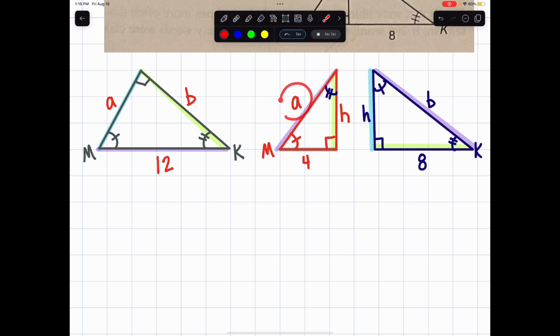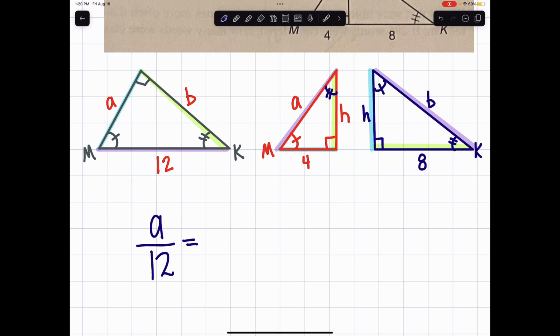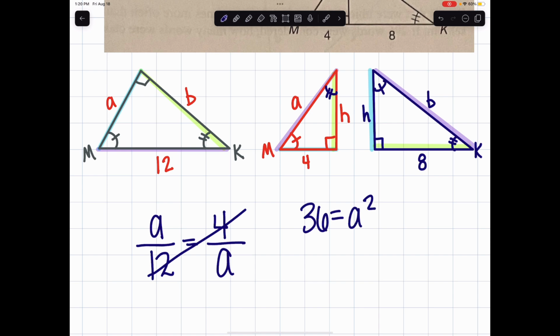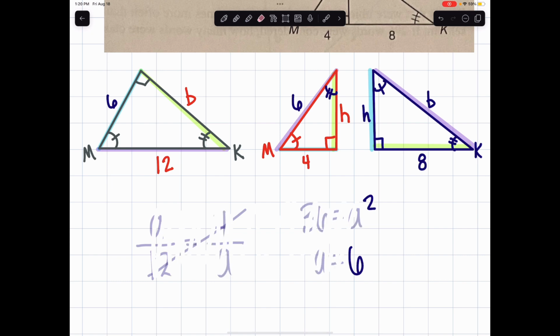Like if I choose to compare this triangle with this triangle, I'm going to say A is to 12 because those are corresponding sides. Check this out. I can do A is to 12 as 4 is to A. Those sides are both blue. Will that work? Let's try it. Then when I cross multiply, I get 36 is equal to A squared. A is 6. Put a 6 there, put a 6 there. That was a ton of information we just got. What should we find next?